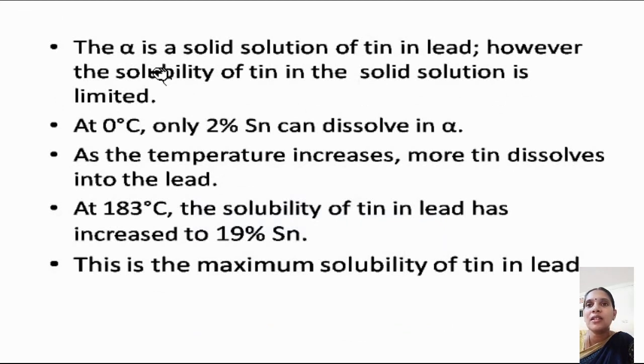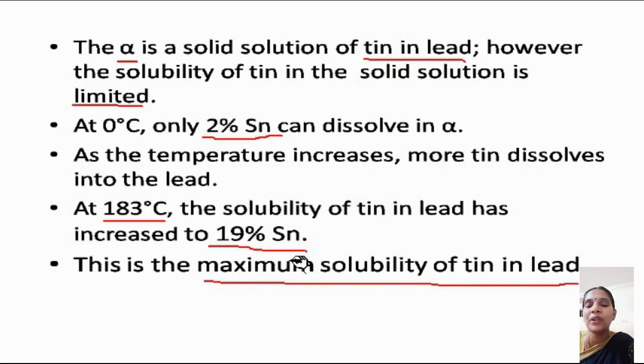So a further discussion of limited solid solubility. The alpha is a solid solution of tin in lead, that is lead is the solvent, tin is the solute. It is rich in lead. The solubility of tin in the solid solution is limited. At 0 degrees Celsius, only 2% tin can dissolve in alpha. As the temperature increases, more tin can dissolve in lead, and at 183 degrees Celsius, 19% of tin can dissolve in lead. This is the maximum solubility of tin in lead. That is 19% of tin in lead is the maximum or limit of solid solubility of tin in lead.